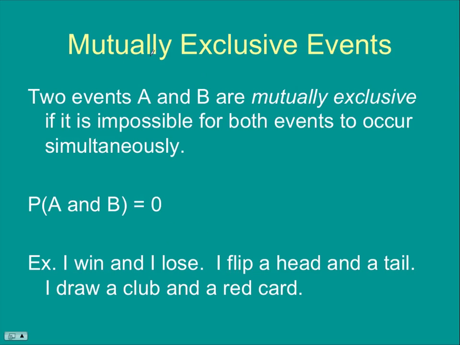Alright, next we want to talk about mutually exclusive events. It says two events, A and B, are mutually exclusive if it is impossible for both events to occur simultaneously. In other words, the probability of A and B, or both, is 0. So the example that we just did was an example of mutually exclusive events. Less than 4 and greater than 6 can't happen. A couple other examples: I win and I lose. I flip a heads and a tail. I draw a club and a red card. So these are mutually exclusive events, meaning they can't happen at the same time.